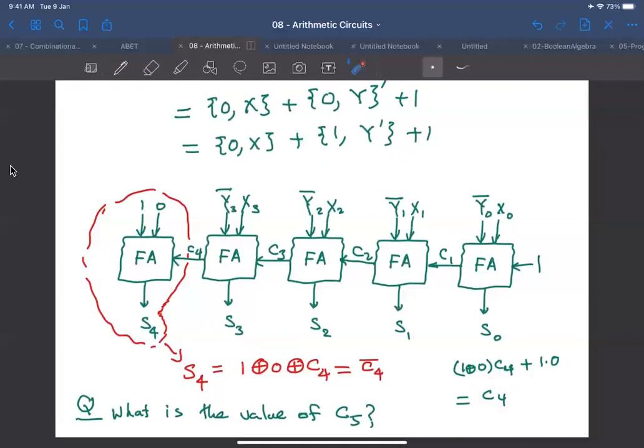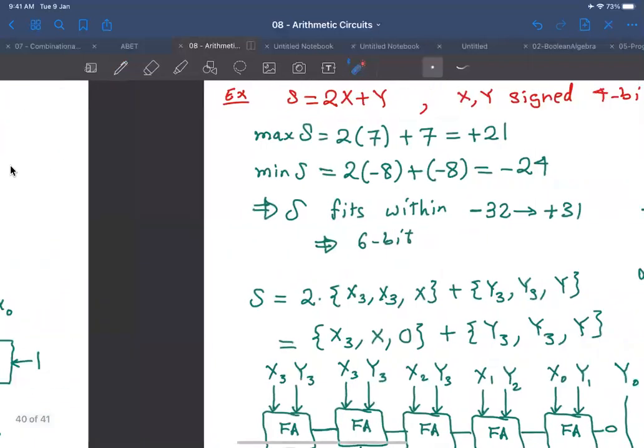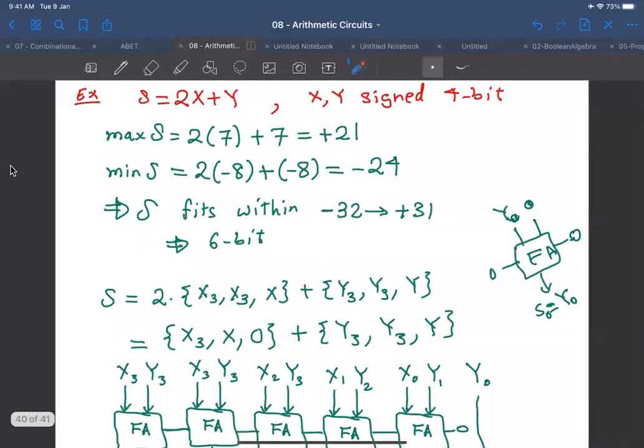Let's move on to the next level of examples, okay? Now we would like to implement a circuit that implements S equals 2 times X plus Y, where X and Y are signed 4-bit numbers. So what is the maximum S? Maximum S is going to be 2 times plus 7, using 2's complement, and the result is going to be plus 21.